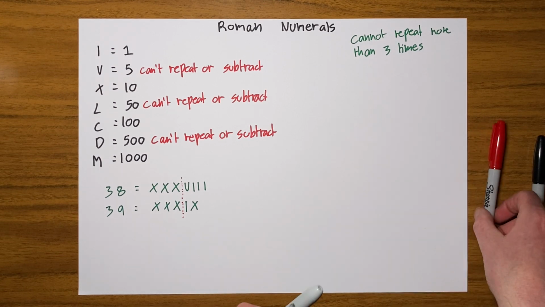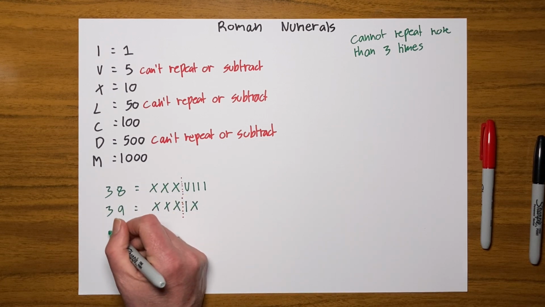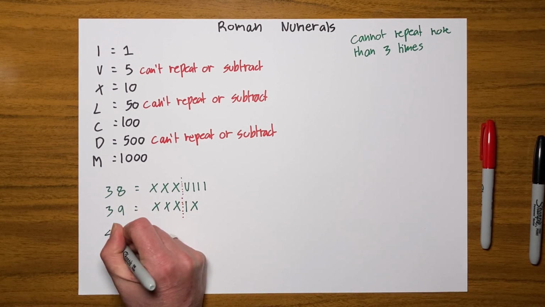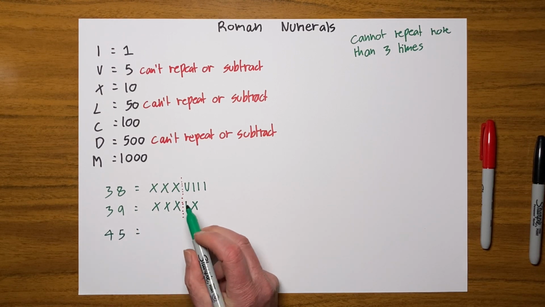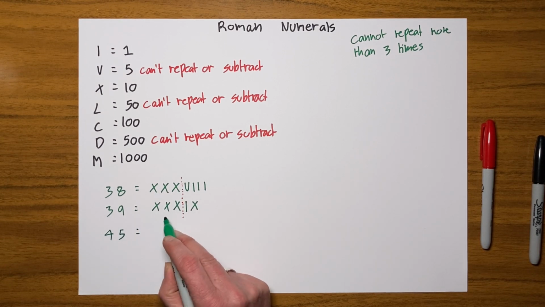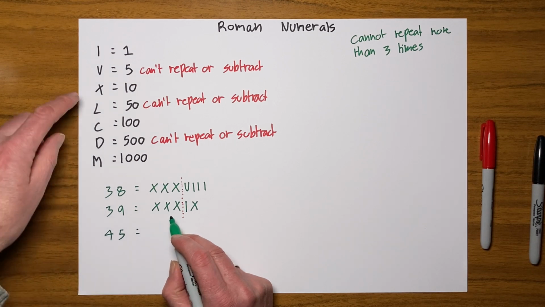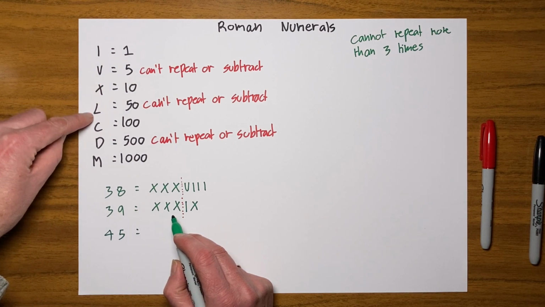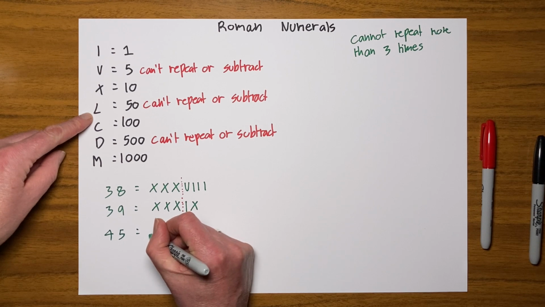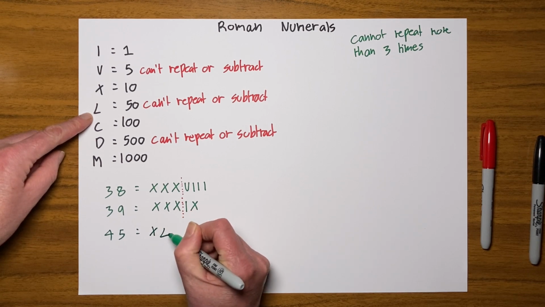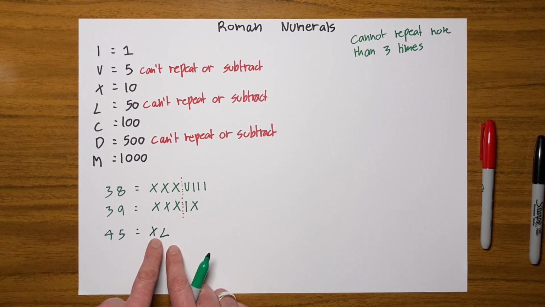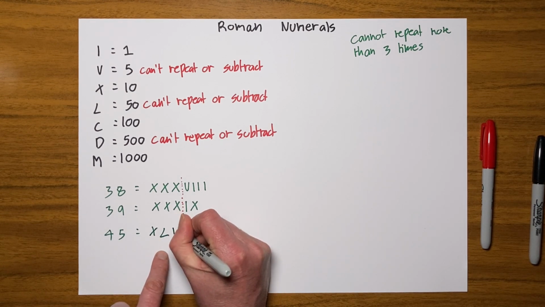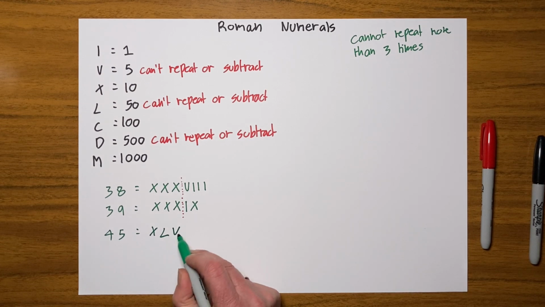Let's look at a couple of others. So let's look at 45. I'm getting a bit trickier now. Now remember, I can't do 4 lots of 10 to make 40, so I'm going to have to go 10 less than 50. So that's going to be XL. So I've done my 40 now, because 10 less than 50 is 40. And then I put my V for the 5, that's 45.